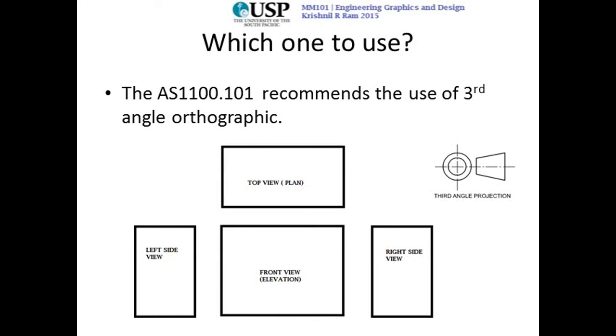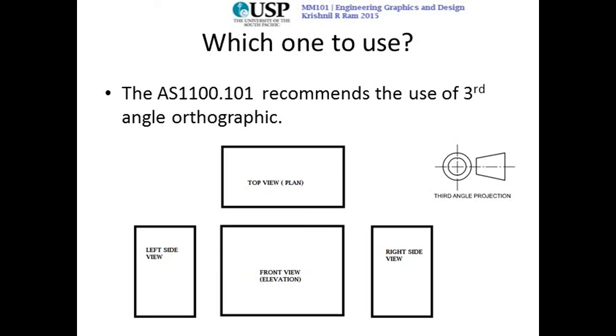Now, which one do we use? The first angle orthographic projection, or do we use the third angle orthographic projection? Well, according to our drawing standards, we are going to use the AS 1100.101, the Australian drawing standards. It recommends that we use the third angle orthographic projection. So that is what we will be using, the third angle orthographic projection. However, it is very important that you understand how to draw in first angle orthographic projection as well, because certain parts of the world do require that you draw per standard in first angle orthographic projection.